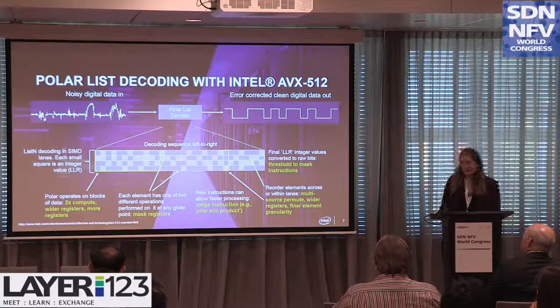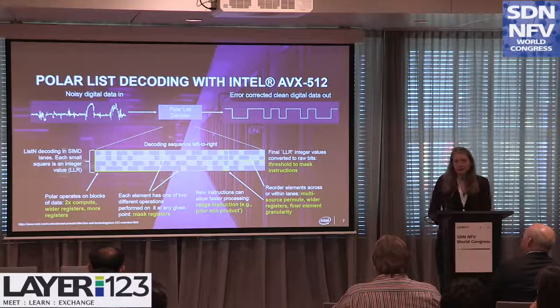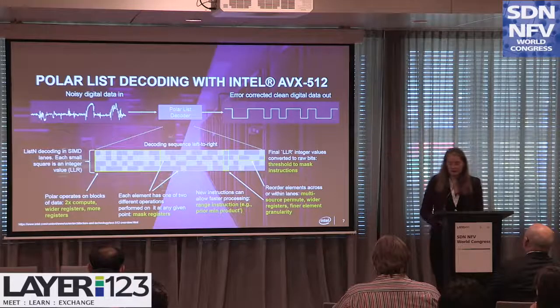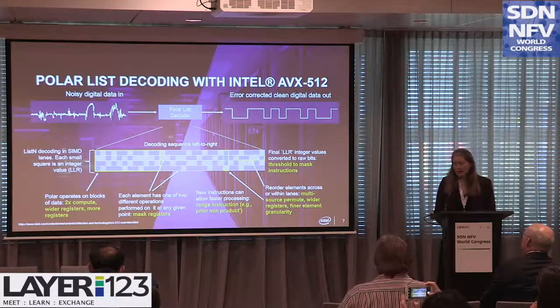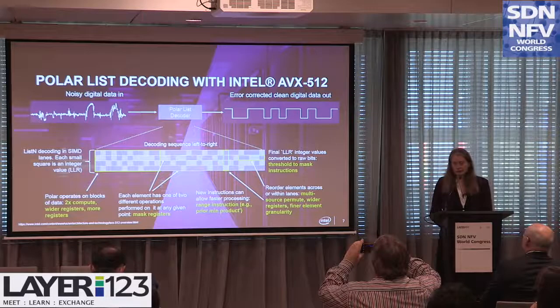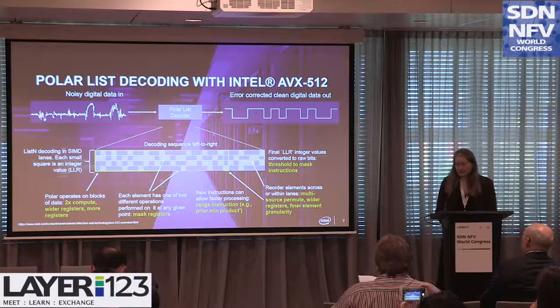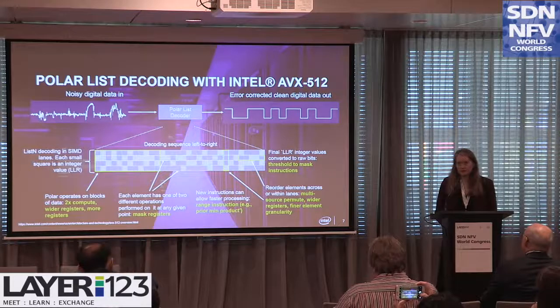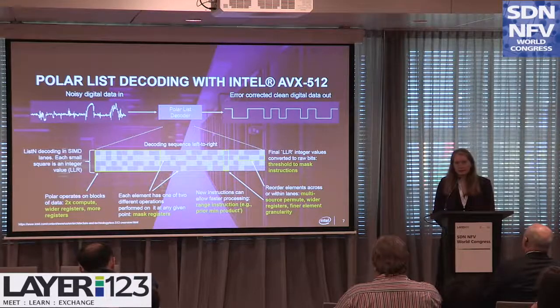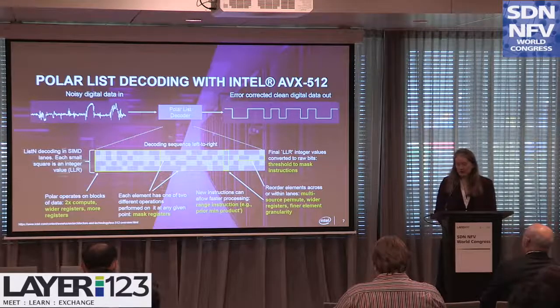The one I've chosen is a polar decoder. This is an error correcting code, which really just means that you get noisy data coming in, and then it gets corrected and we get a clean signal coming out again. Error correcting codes are typically one of the hardest parts of the physical layer to do, and it's something that you would normally offload to an accelerator such as an FPGA or maybe some custom IP.